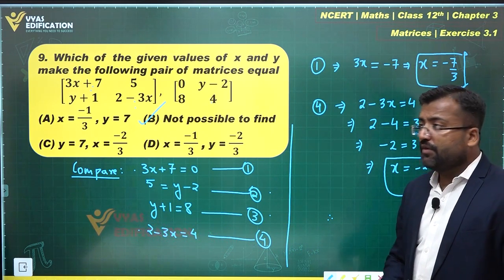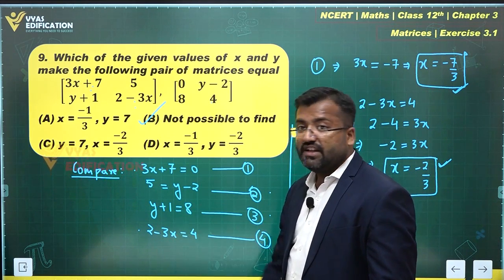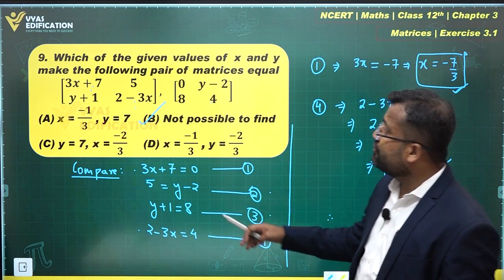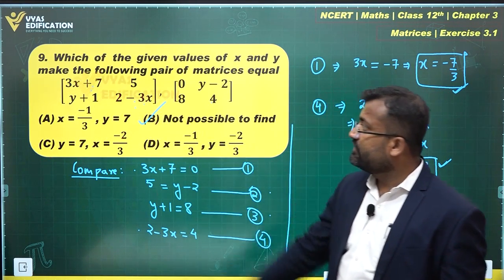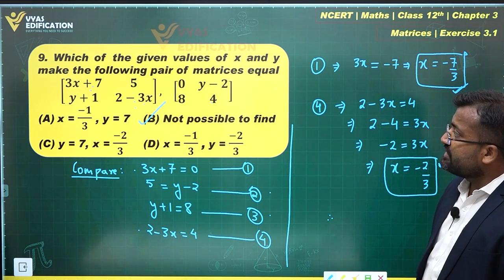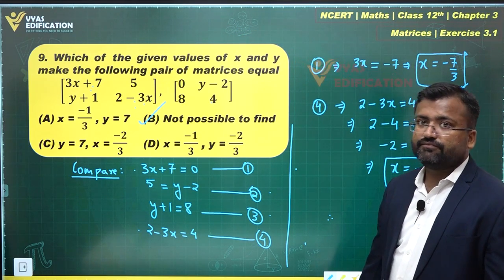For that matter, what would be the value of y? Y, as you can observe, would be 7 in this case and 7 in this case as well. So for y there is no issue, but for x, yes, there is an issue, especially in this 3x plus 7 and 2 minus 3x. Both of them cannot be equal to 0 and 4 correspondingly. That is, 1 and 4 cannot be satisfied simultaneously.